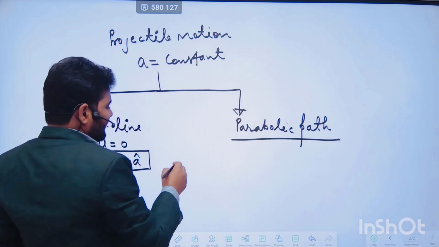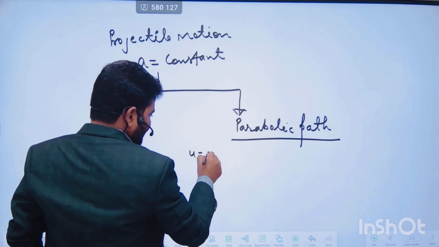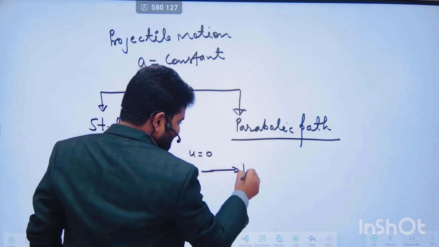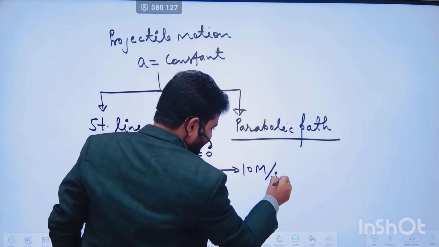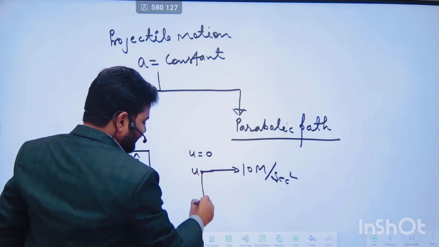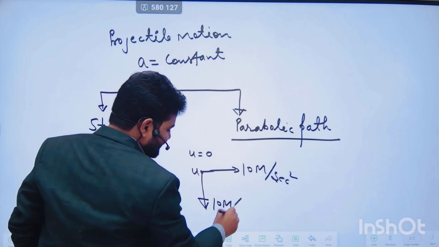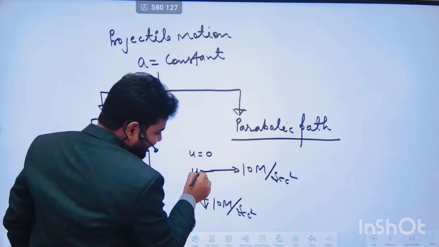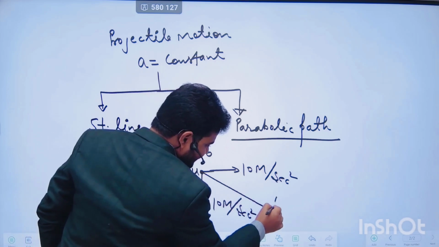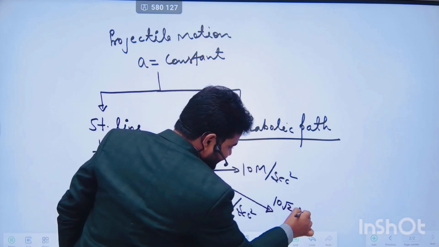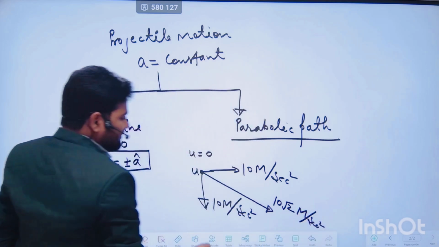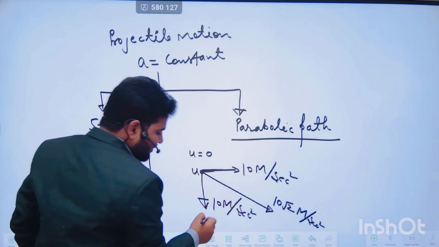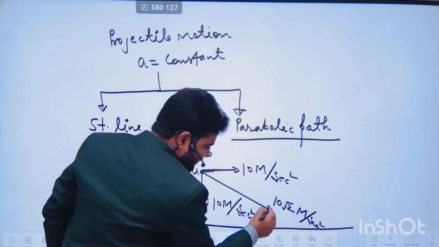For example, suppose a particle is at 0, meaning it is at rest, and it is acted upon by two accelerations. One is due to the wind, 10 meter per second square, and another is due to gravity in the downward direction, that is also 10 meter per second square. So the particle is at rest at t equal to 0. The net acceleration acting on this particle is 10 root 2 meter per second square, and that is constant. So it comes under the first category, and we can say that the particle will move on a straight line.